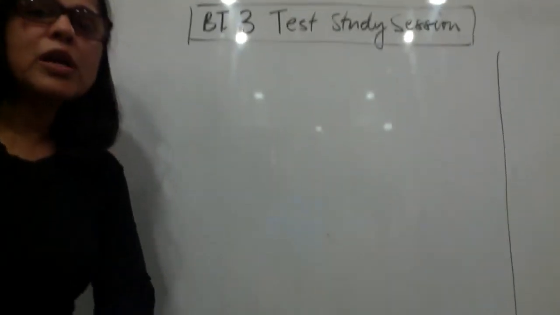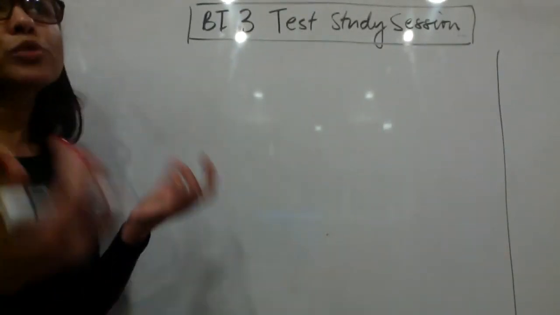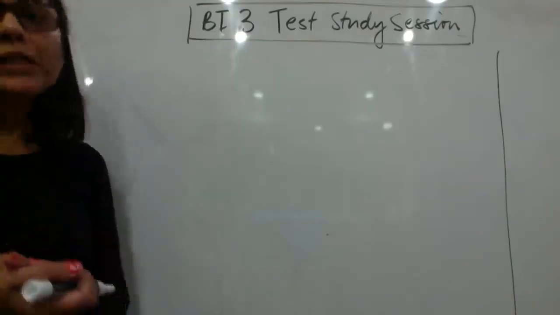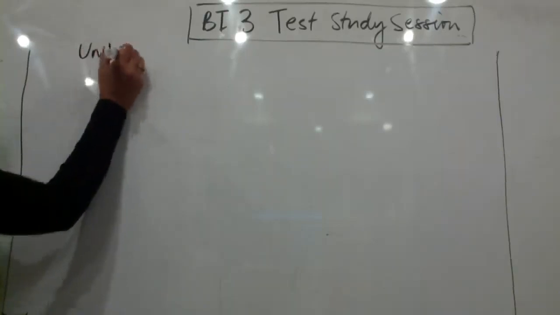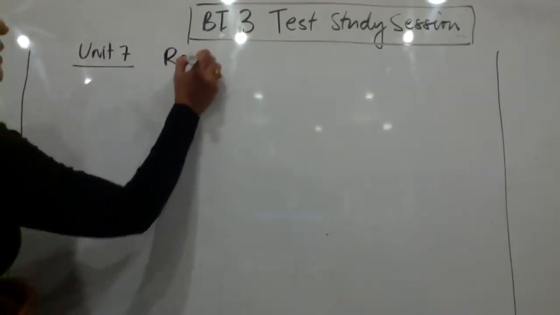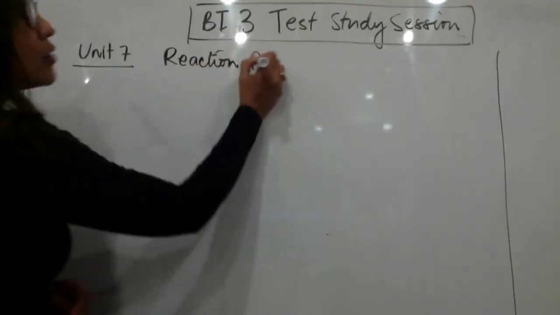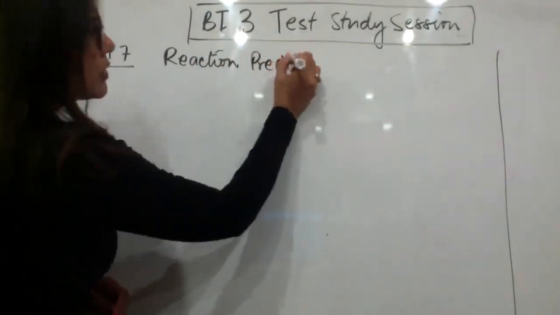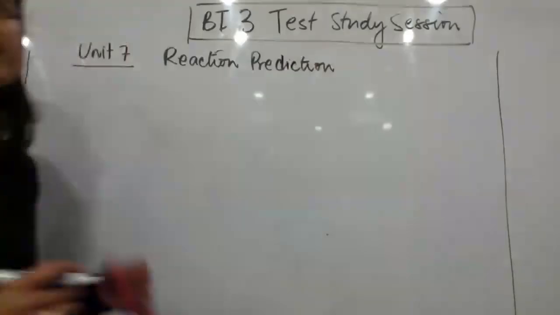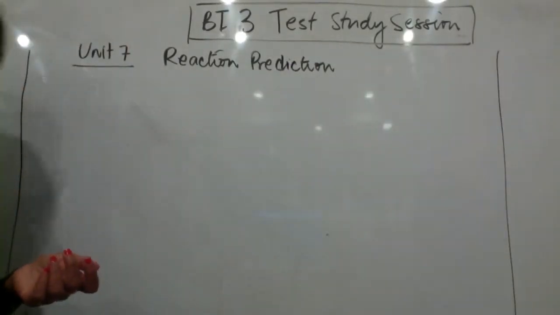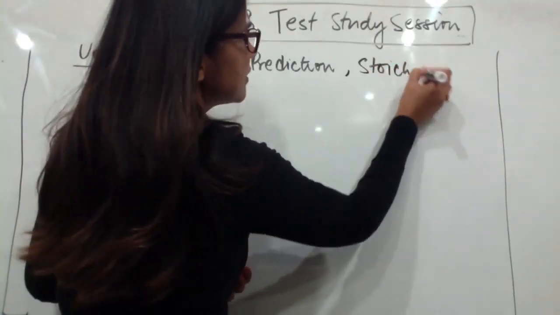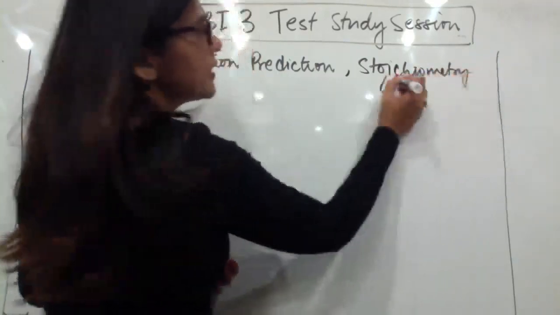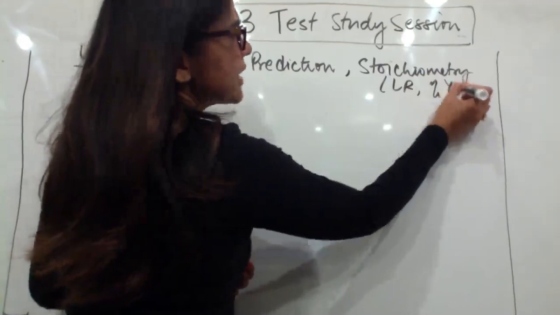Okay, welcome. And today is Big Idea 3 review. There are two distinct parts to it. One part is Unit 7 and one part is Unit 8. So in Unit 7, we studied reaction prediction, how to write reactions, how to write net ionic equations, and how to predict the products. And then we did stoichiometry. Mostly, we did limiting reactant and percent yield.